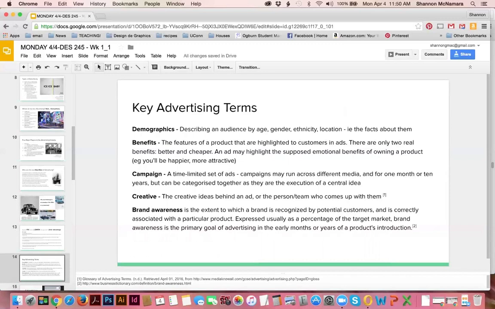It definitely worked. So some of our key advertising terms. These are terms that you will definitely hear if you are in the advertising business, whether it be copywriter, whether it be graphic designer.